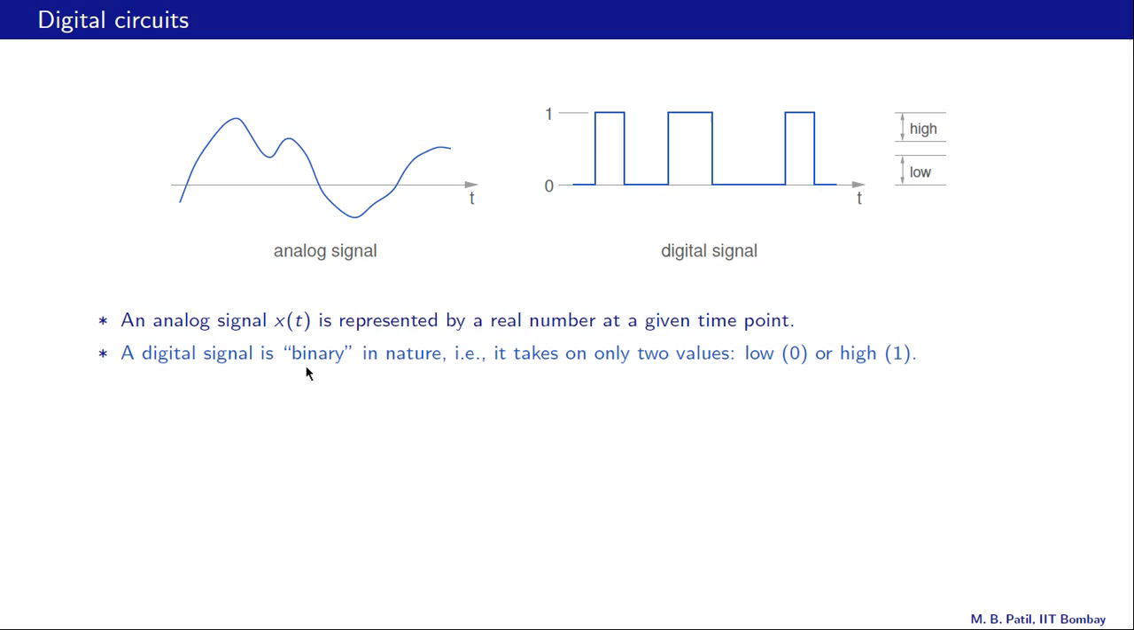What is the meaning of binary? That means it takes on only two values, low or high, a low value or a high value. The low value is denoted by 0 and the high value is denoted by 1. Typically, this low value is 0 volts and the high value is 5 volts.